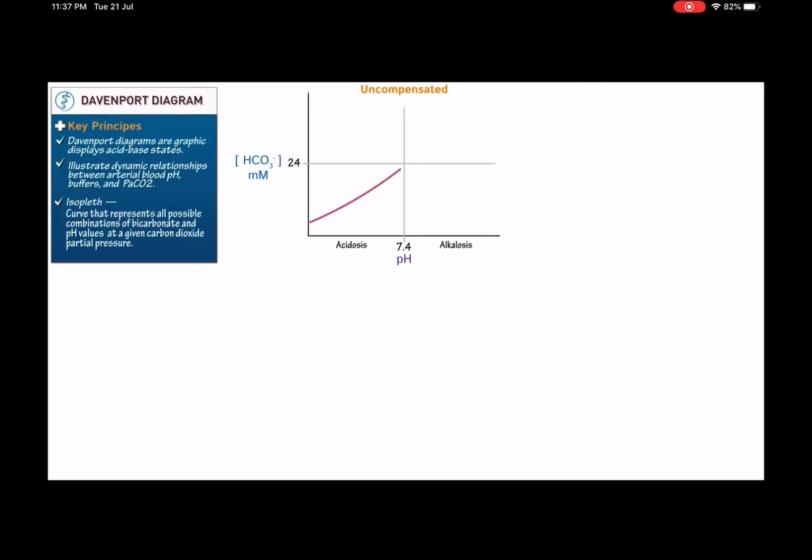Next, draw the isopleth for a partial pressure of carbon dioxide of 40 millimeters of mercury. Then indicate the healthy homeostatic starting point where pH is 7.4, bicarbonate concentration is 24, and the partial pressure of carbon dioxide is 40. Lastly, draw a straight line to represent the combination of all non-bicarbonate buffer titration curves. Now we're ready to show the uncompensated acid-base disorders in our graph.